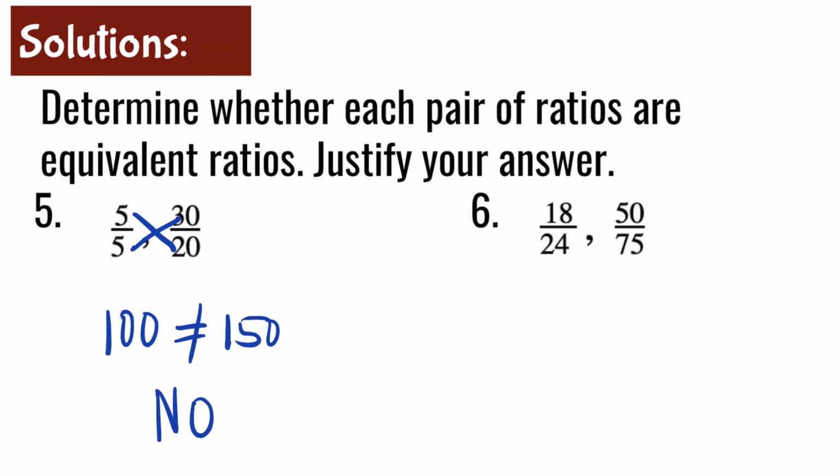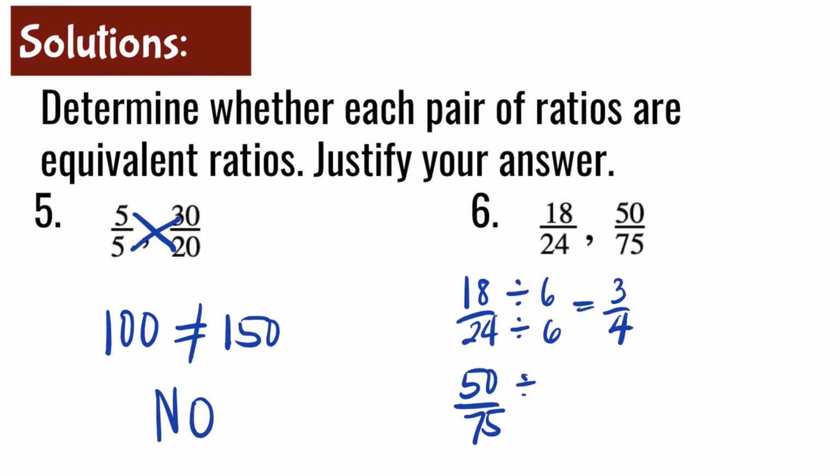For question number 6, I will use the first method because the ratios are large numbers. The first fraction, 18 by 24, can be reduced by dividing both numbers by 6. So the simplest form is 3/4. For the second fraction, 50 over 75, both numbers can be divided by 25. And the simplest fraction is 2 over 3. So since the two fractions are not equal, that means that these two ratios are not equivalent.